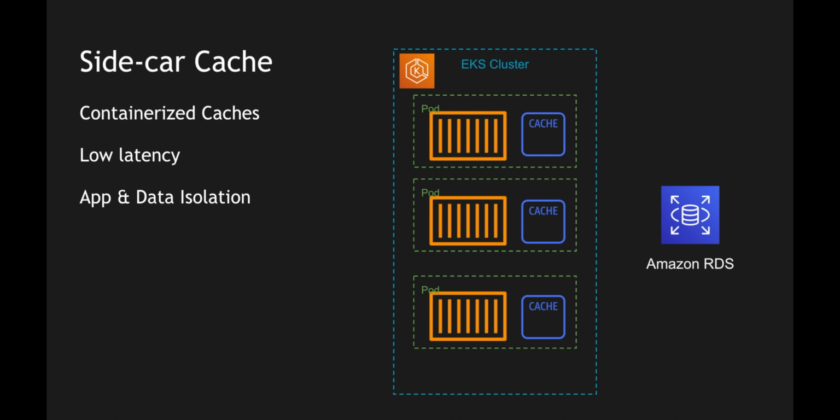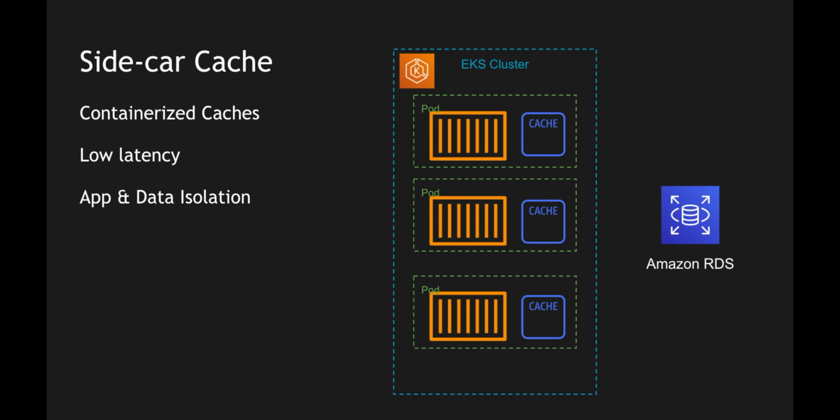The advantages of using these kinds of caches are that containerizing caches is easy, and if you have a containerized environment, it's easy to containerize your cache. You will have low latency between your application and the cache, and you can also have your application isolated from the data in the cache. Another common feature is the polyglot functionality, where your application can be in a different tech stack and your cache can be in a different tech stack.